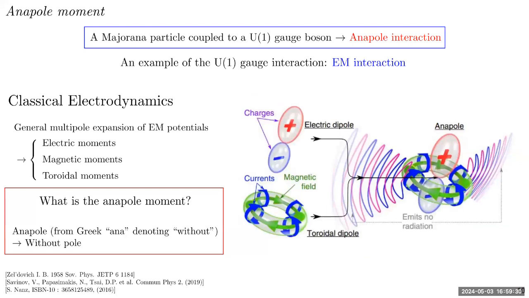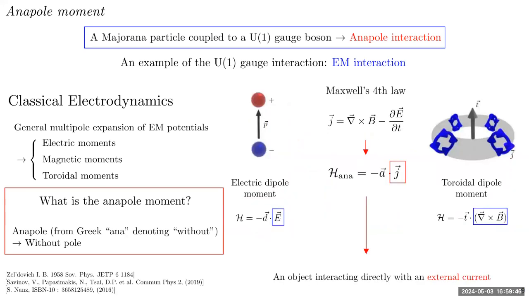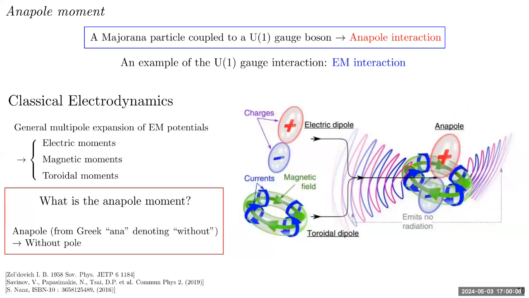So in solid state physics, many people tried to make an object with only an Anapole moment. The Anapole moment can be realized by combining the electric dipole and then the toroidal dipole. As I showed before, according to Maxwell's fourth law, this term here corresponds to the toroidal dipole moment, and the time derivative of the electric field corresponds to the electric dipole moment. So by combining these two moments, we can realize the Anapole moment object. This is nothing but the description in solid state physics of the object with only one Anapole moment.